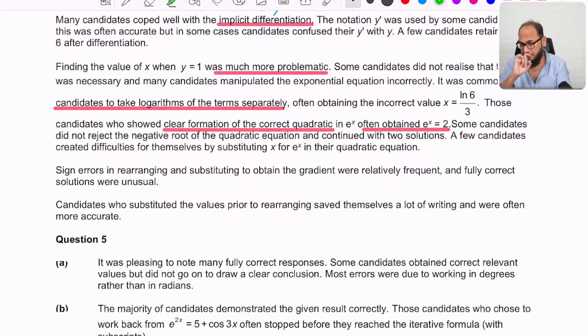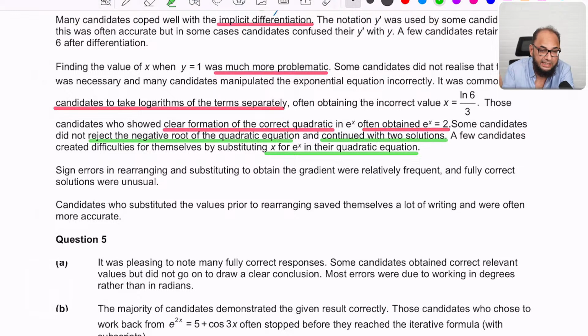Now, this is one thing which people ask. That is, do we have to show the rejection? The answer is yes. People ask this question that if we are not taking an answer, should we show this? Yes, we should show this. So a few candidates did not reject the negative root of the quadratic equation and continued with two solutions. How can you take ln of a negative number? A few candidates created difficulties for themselves by substituting the x for e^x in that equation.